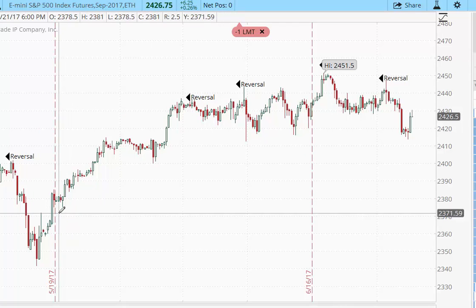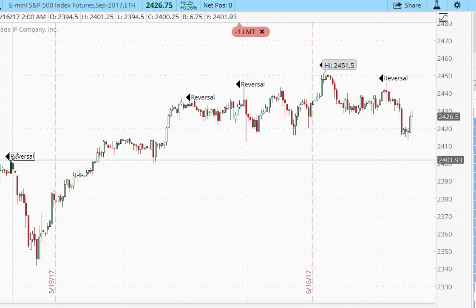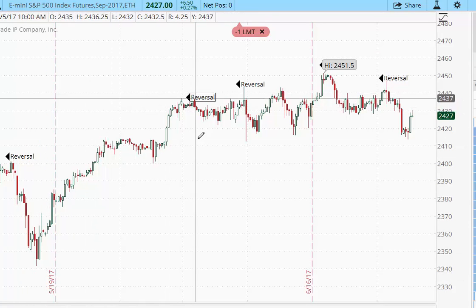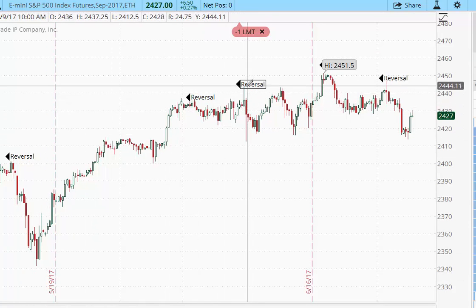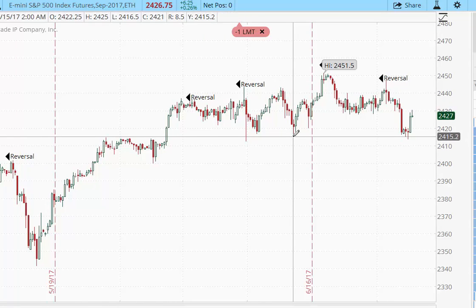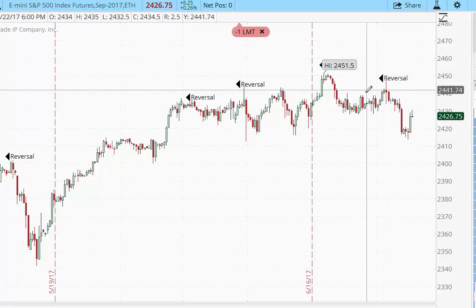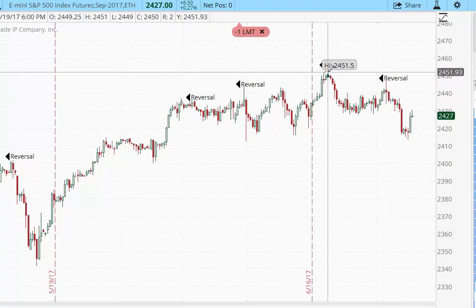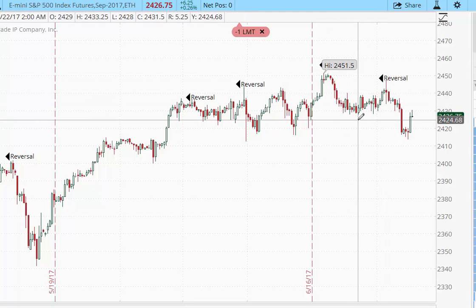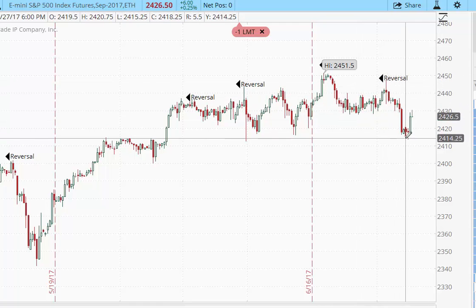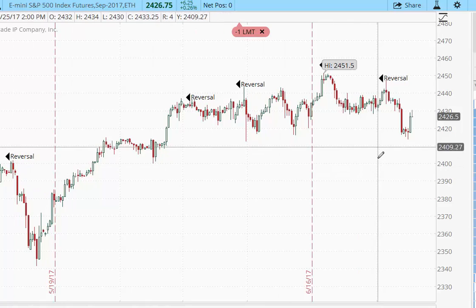And then after the reversal occurs, we get at least a three-wave move, or a three-pivot move. So here's 1, 2, 3. Here's 1, 2, 3. Here's 1, 2, 3. And then here we go, 1, 2, 3. And once again, 1, 2, 3. So these are the moves we're looking for.